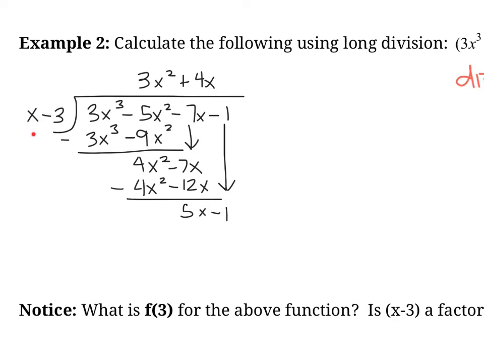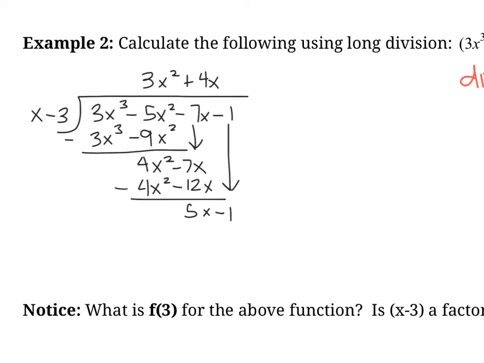So how many times does x go into 5x? 5 times. So we're going to put plus 5. Okay, then we're going to multiply. What is 5 times x? And then what's 5 times negative 3? So 5 times x is 5x, and 5 times negative 3 is negative 15. So when we subtract, we're going to be left with positive 14.